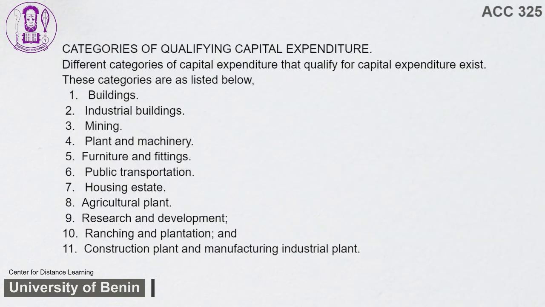Categories of qualifying capital expenditure. Different categories of capital expenditure that qualify for capital allowance exist. These categories are as listed below. 1. Buildings. 2. Industrial buildings. 3. Mining. 4. Plant and machinery. 5. Furniture and fittings. 6. Public transportation. 7. Housing estate. 8. Agricultural plant. 9. Research and development. 10. Ranching and plantation, and 11. Construction plant and manufacturing industrial plant.